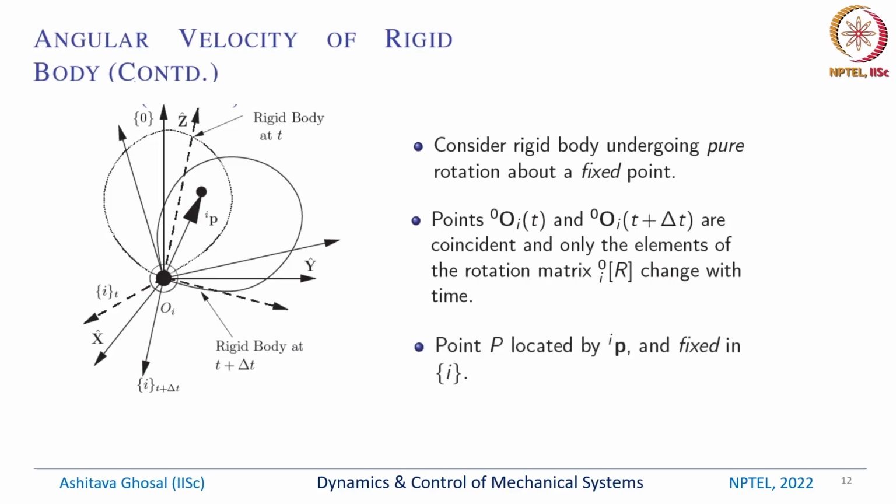A point P can be located in the rigid body I by means of this vector. So we will be using this vector, which is I p with a superscript I and a vector P.